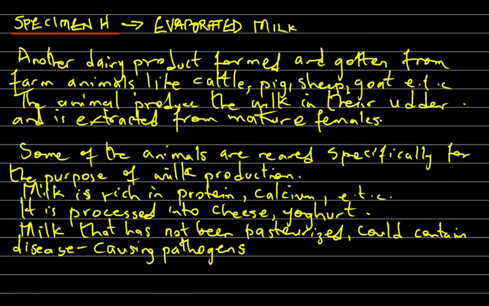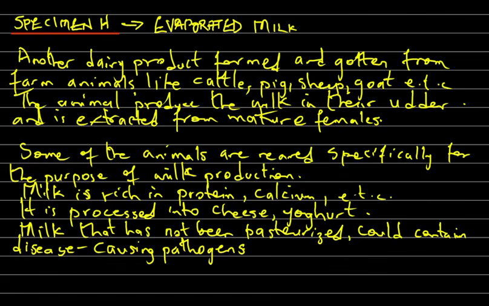We actually use specialized equipment or a machine to extract this milk from the udder of the female animals. I'll show us a picture of that shortly. Some of these animals are reared specifically for the purpose of milk production. Yes, we have many animals that are reared solely for that particular purpose.